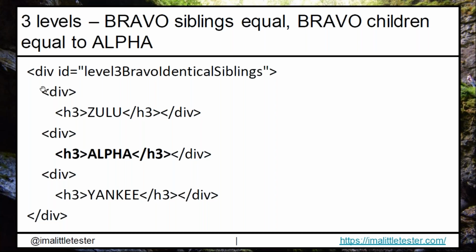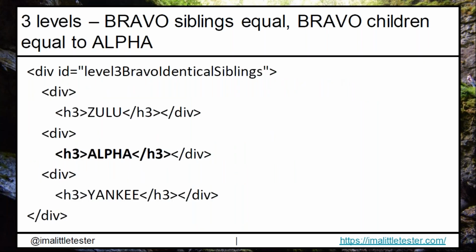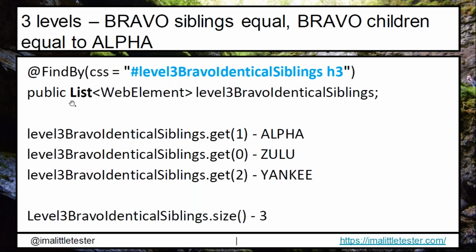They do not bring any relevant information for identifying alpha or its siblings, like Zulu and Yankee. To create the selector for this particular example, we will just specify the ID of the grandpa, let's say, and the h3 tag. In this case, we will receive three elements. The first element here will be Zulu, the second one will be Alpha. So our list of web elements will have Zulu as get 0 when called on that list, and Alpha as get 1 when called on that list.